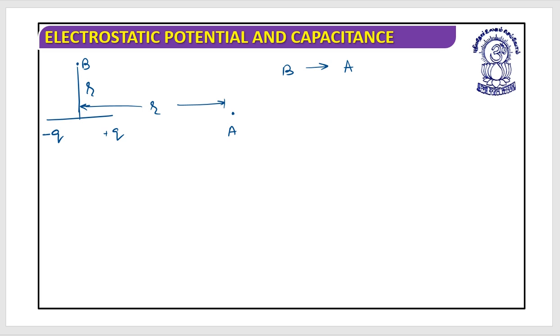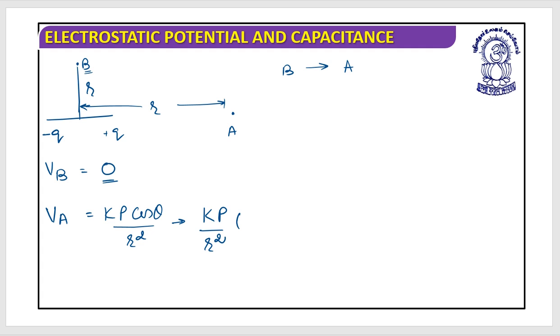So what I need to do is, first write down the potential at B. Now B is at which position? Yes, you are right, it is an equatorial position. If it is at an equatorial position, potential would be 0. And potential at A, what would it be? Yes, it is kp cos theta divided by r square. In this case theta would be 0, so it should be kp by r square, because cos theta would be 1 when theta is 0 degrees.